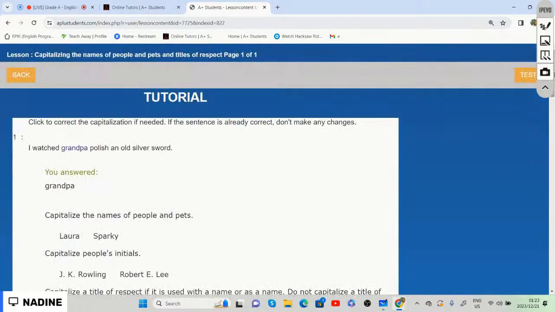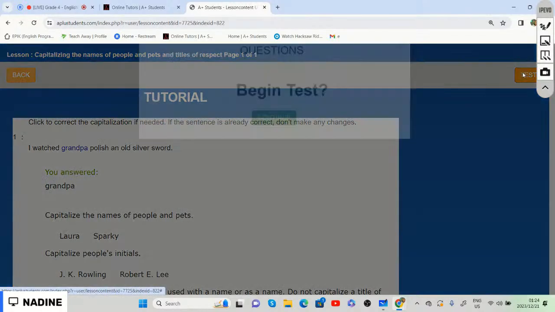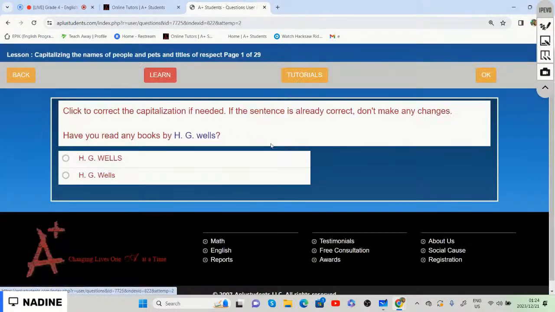All right, so now we're going on to our test, where we are capitalizing the names of people, pets, and titles of respect. We need to click the correct capitalization if needed. If the sentence is already correct, then we don't make any changes.